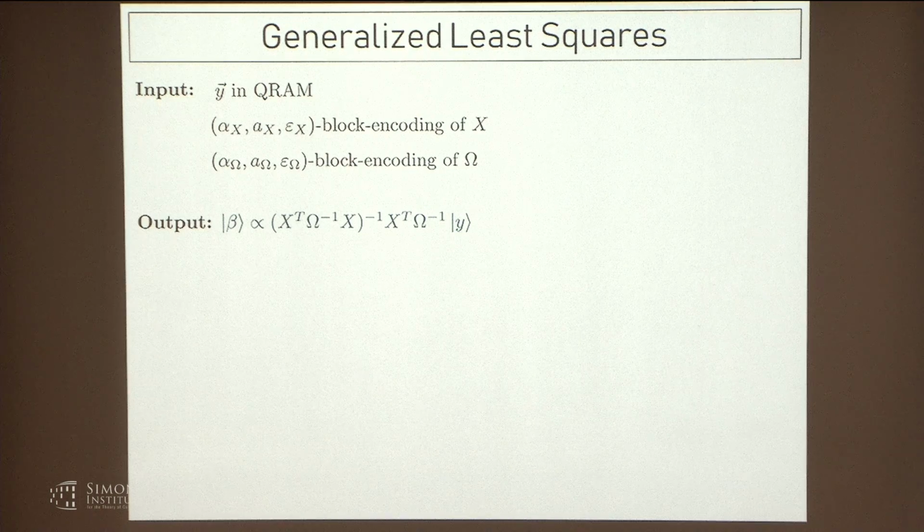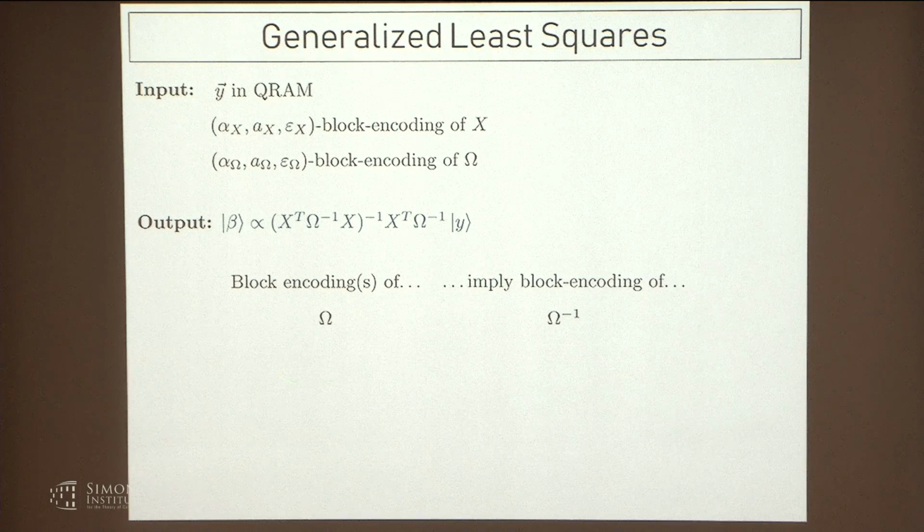And so if I had a block encoding of this whole matrix here, I would be done. I could just apply the block encoding to y. So I'm going to now build up a block encoding of this. So first, I'm going to use my block encoding of omega to generate a block encoding of omega inverse. And then I'm going to use my block encoding of omega inverse, and I also have a block encoding of x as part of the input.